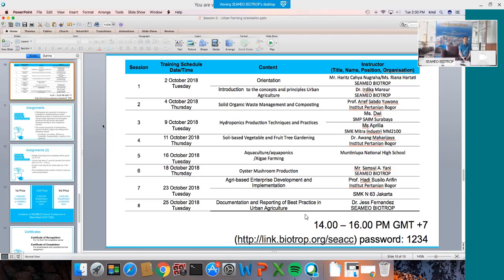For the topic on aquaculture or aquaponics, including algae farming, or what you call lumut in Bahasa Indonesia or Malay, or even in the Philippines, we call it also lumut, the algae. This will be given on Tuesday, October 16, and we are very happy to have our students and teachers from Muntinlupa National High School to give this lecture. Muntinlupa National High School was our first prize winner for their project on algae farming.